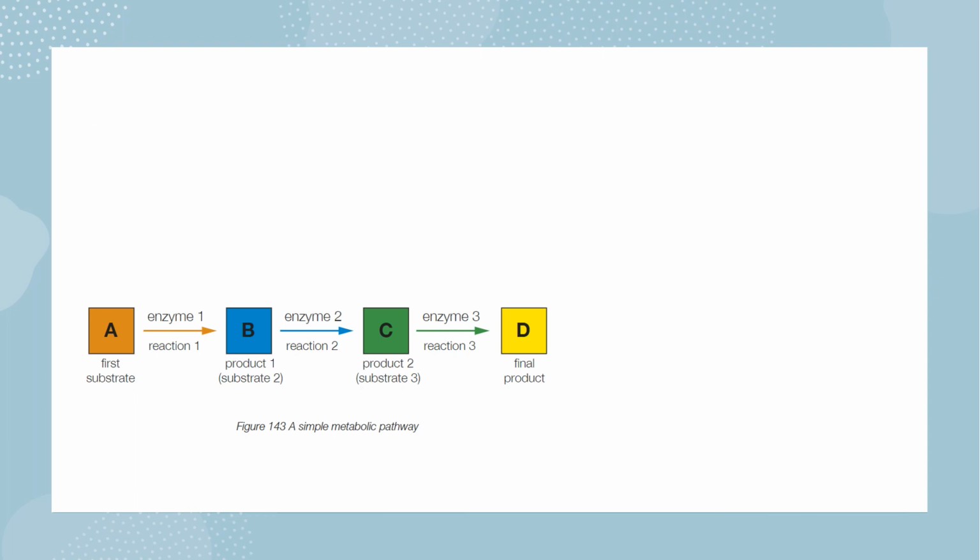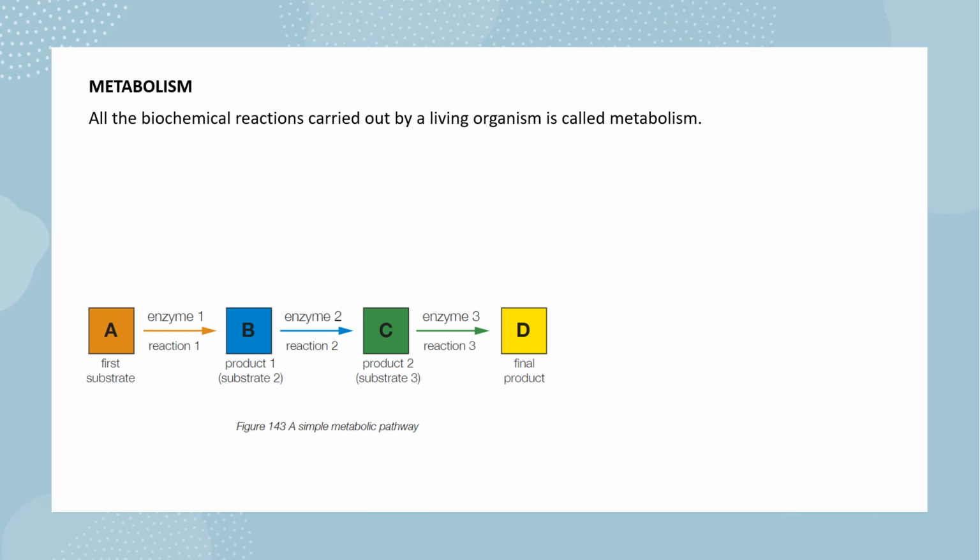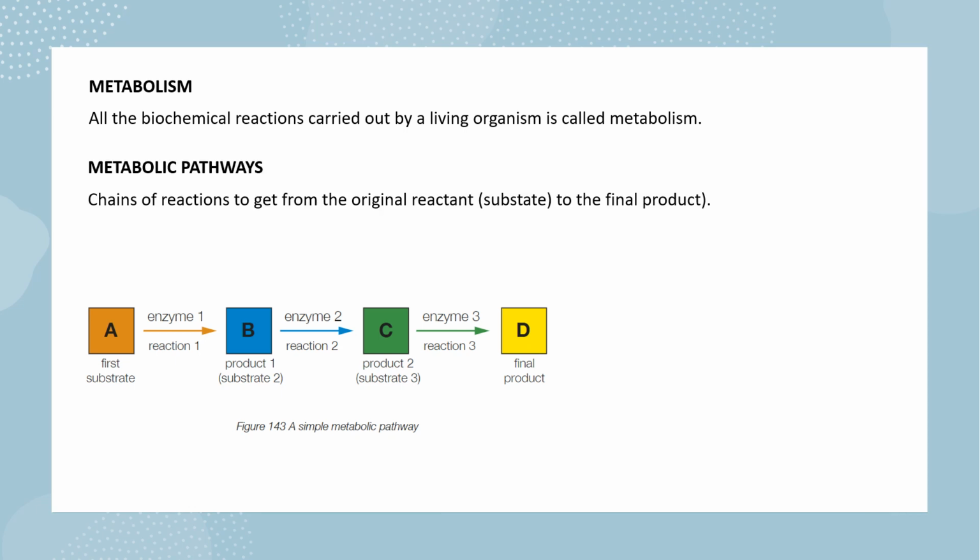Just as a reminder on metabolism as a whole, all the biochemical reactions carried out by living organisms is called metabolism. And then when we break that down, not many chemical reactions in a cell occur as a single reaction or in one step. So they form part of a metabolic pathway. That's chains of reactions to get from the original reactant, or we will start calling this a substrate, to the final product.